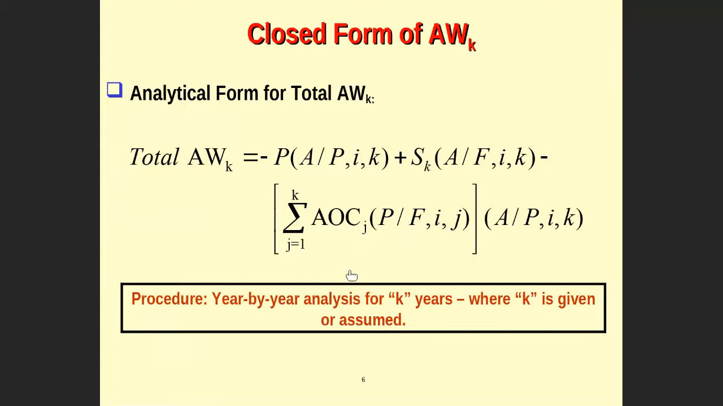The only thing that I would like to mention and highlight about this first part is the minus P, A given P. I will explain it in the example, to make it make more sense why we have the sign for the P, the salvage and the annual operating cost. It is something that we all know, how we convert values to annual.